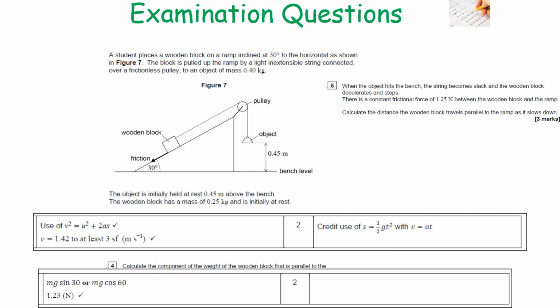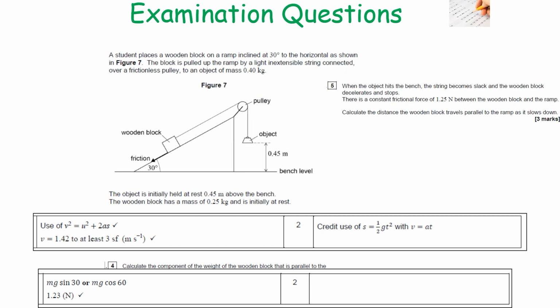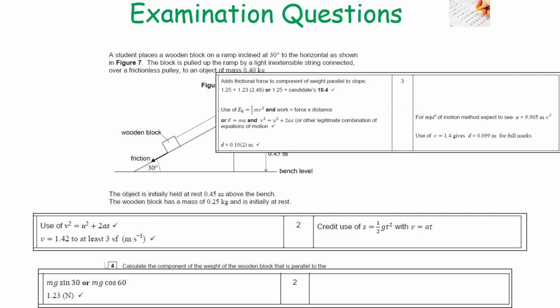Then finally, calculate the distance the wooden block travels parallel to the ramp as it slows down. Well, it's important to note that we're going to add our frictional force to the component of the weight parallel to the slope, because they're both acting to slow it down. So we do 1.25 newtons plus 1.23 newtons. That's the frictional force, which we're told in the question before, added onto the parallel component of the weight.